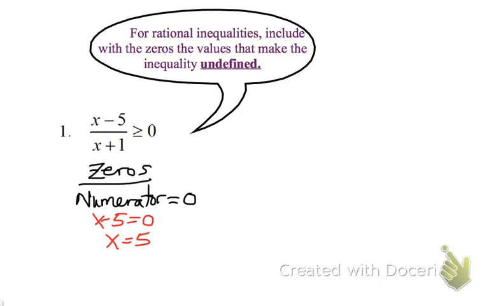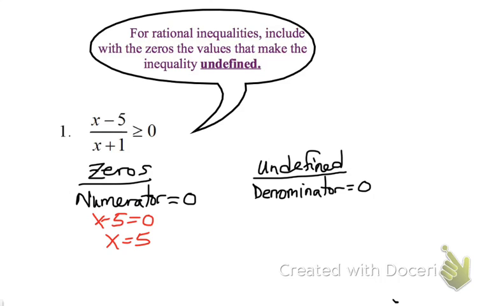Okay, and this bubble above the problem tells us that not only are we interested in the zeros, but we're also interested in where this expression is undefined, as a potential location for where the sign changes. And what makes this rational expression undefined is the denominator equal to 0. And so that's our x plus 1 equal to 0, so x equals negative 1. So these two values, 5 and negative 1, are both now going to show up on our sign chart.